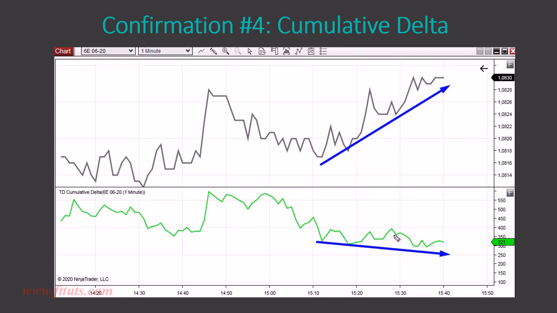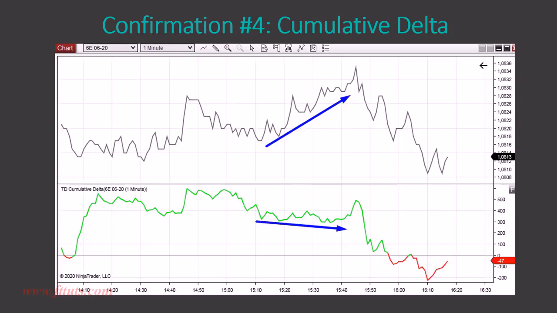Now, when I was preparing this video, I actually saw a very nice divergence on the euro, so I took a picture. The price went upwards, delta went downwards. In other words, there were sellers entering their positions while the price still went upwards. So I took the picture for you, and this is the result.